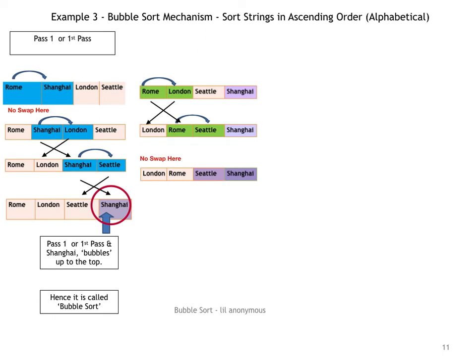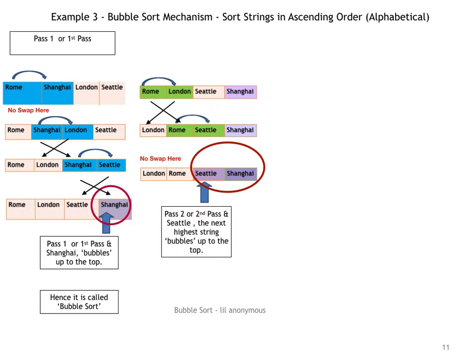At this point we stop, because the second to last element in the array is now in alphabetical order, and that is Seattle. So at the end of the second pass, the next highest string, Seattle, has bubbled up to the top, and Seattle and Shanghai are in order.